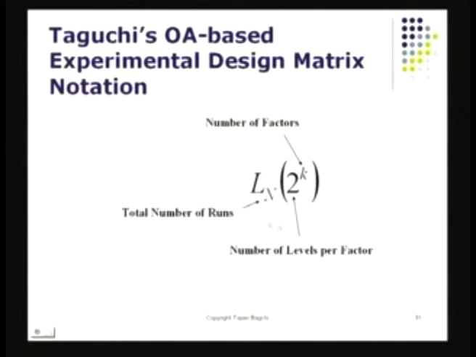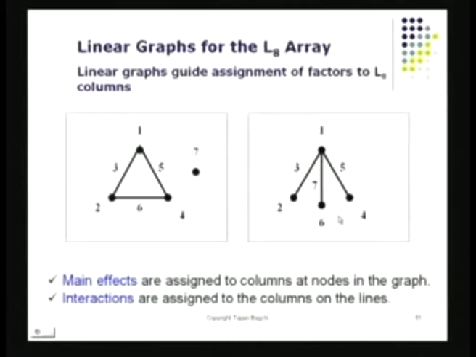L is of course the notation of the OA matrix itself. The number of runs is specified by this letter N. The number of factors is specified by this letter k, and the levels that you'll use for each of those factors is denoted by this number 2. So that's L, N, and in bracket 2 to the power k. That's one notation that's used for orthogonal arrays. There's another notation that is also used.